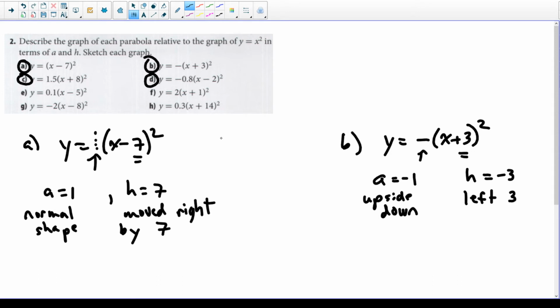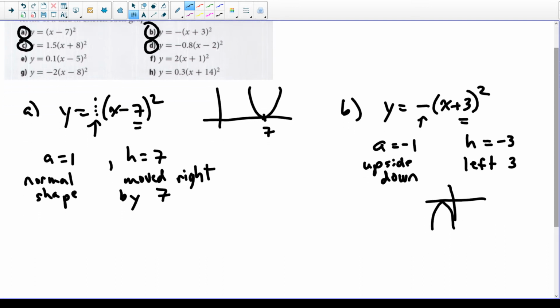And if I wanted to sketch these parabolas, it would be pretty easy. If I'm not asking for a really accurate sketch, that would be the sketch for A, and the sketch for B would look like that. Okay?